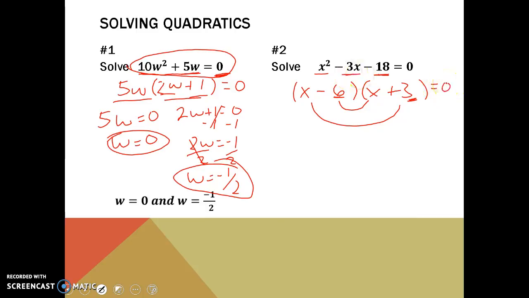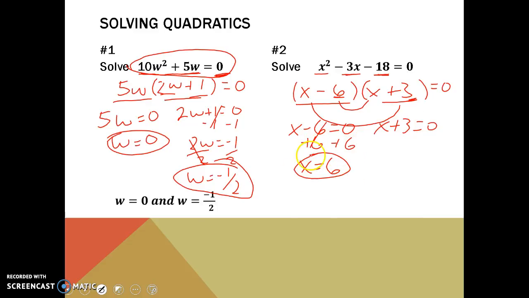So then I'm going to set both of those equal to 0, because one of them must be equal to 0. So we're going to have x minus 6 equals 0, or we could have x plus 3 is equal to 0. And if I solve both of those here, I'm going to add 6 to both sides, so x is equal to 6. And then here I would subtract 3 from both sides, so x is equal to negative 3. And those are our solutions.